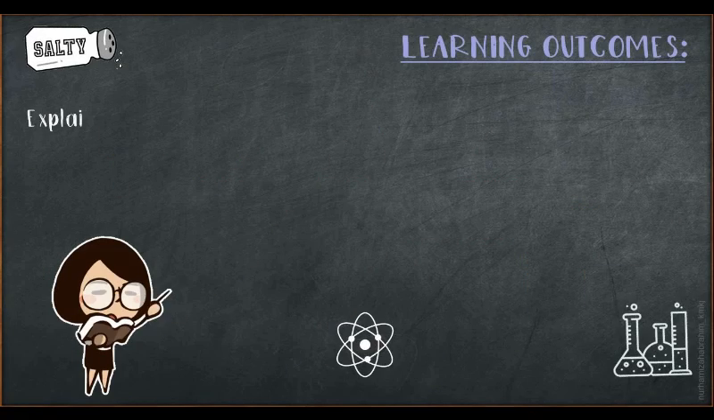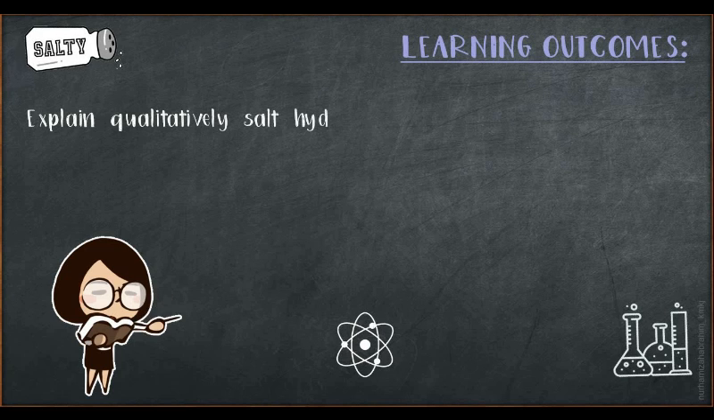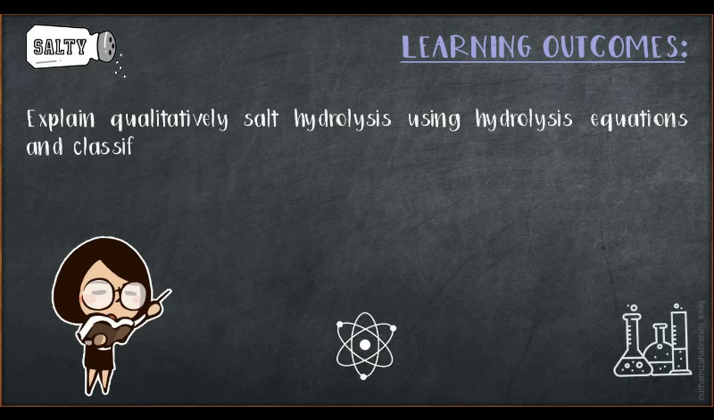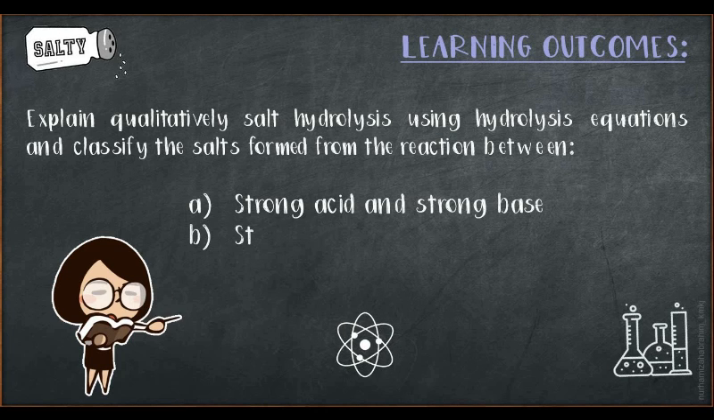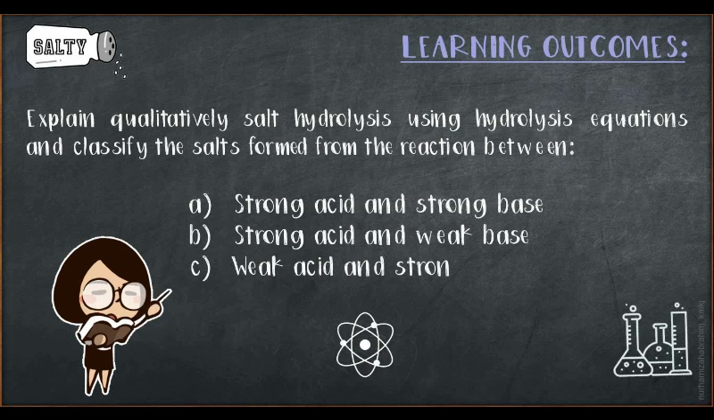The learning outcomes for this lesson are to explain qualitatively salt hydrolysis using hydrolysis equations and classify the salts formed from the reaction between A. Strong acid and strong base, B. Strong acid and weak base, C. Weak acid and strong base. In this video you will first learn about salts from strong acid and strong base.